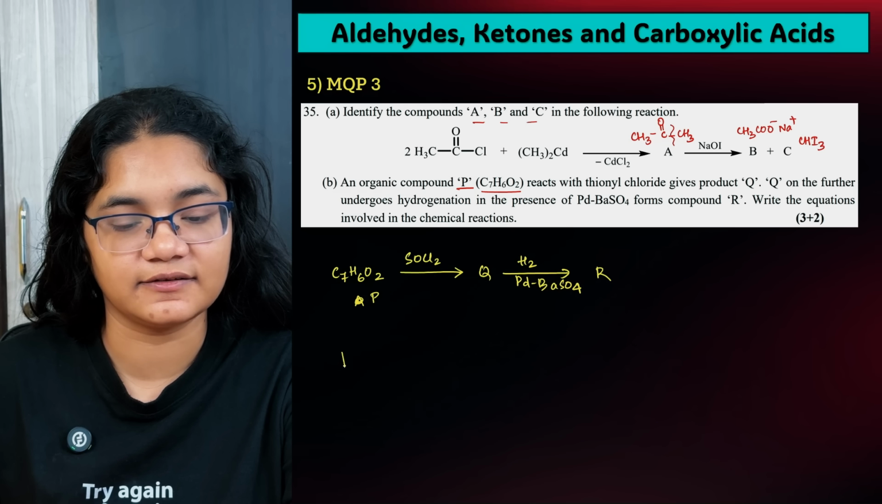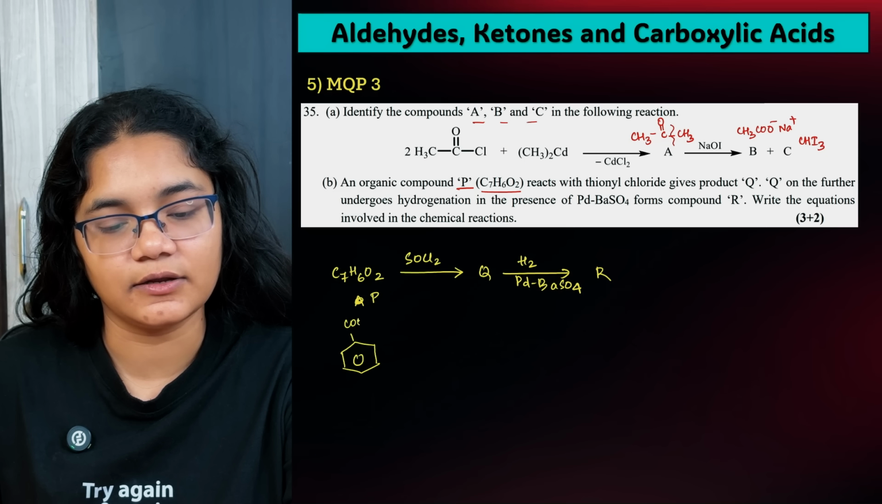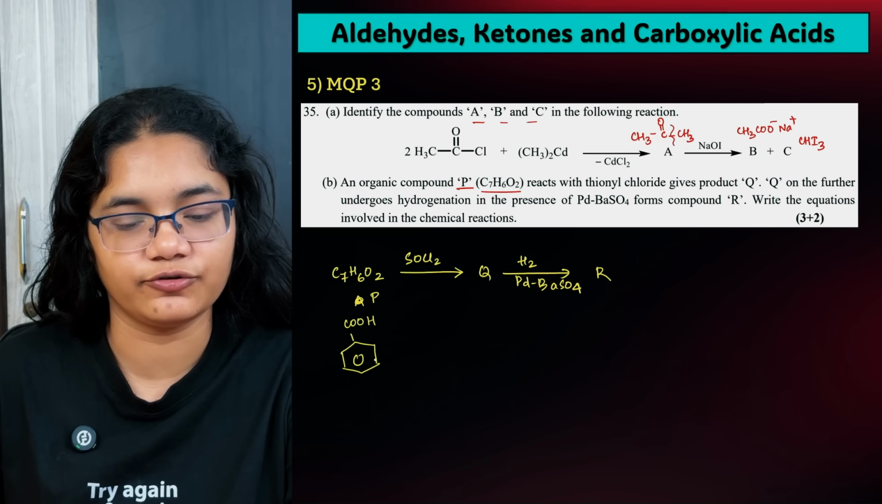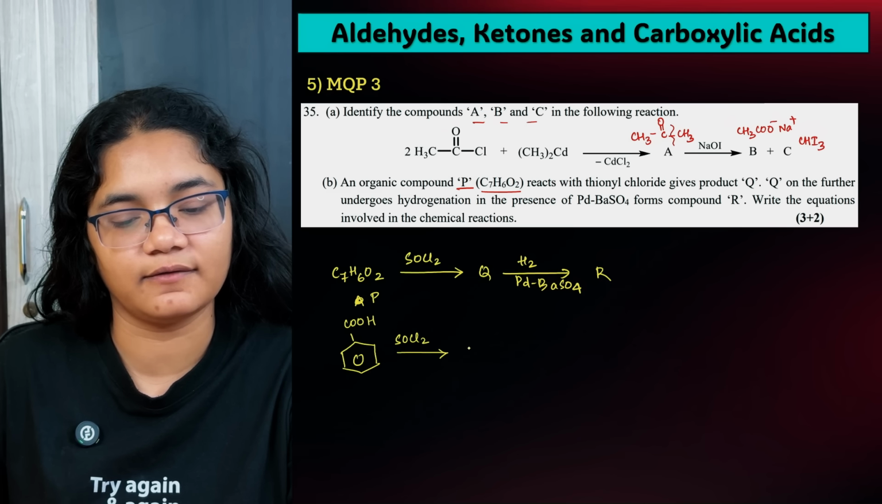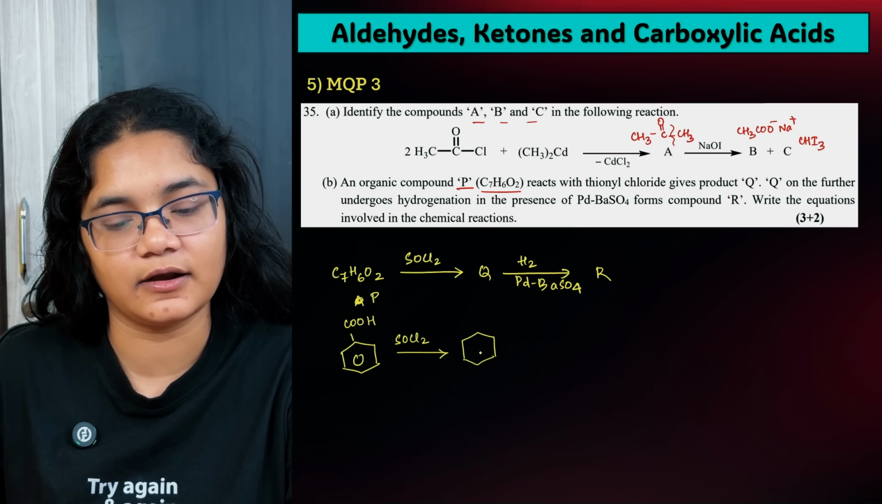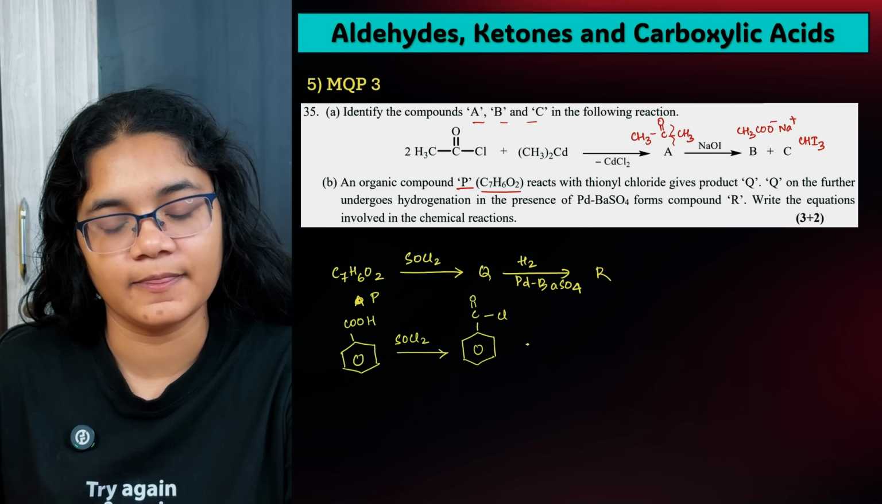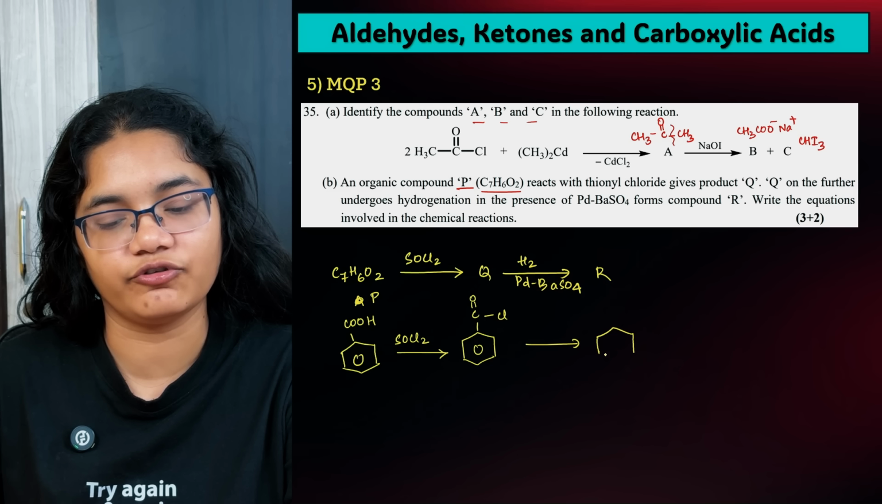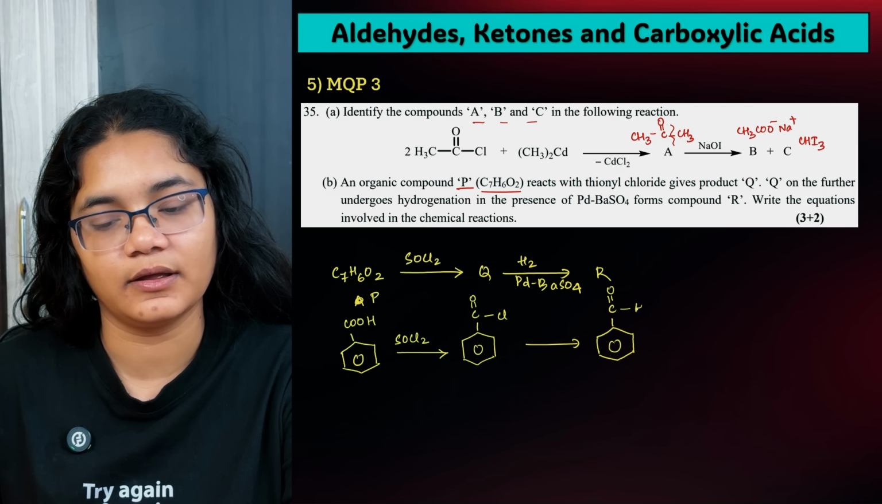So C7H6O2, when you have, so we have one carbon here, COOH. Okay, so this is there. When I treat it with SOCl2, then what I will get? I will get here a compound like this, C double bond O Cl, and then when you treat it with hydrogen, palladium, barium sulfate, you will get C double bond OH.